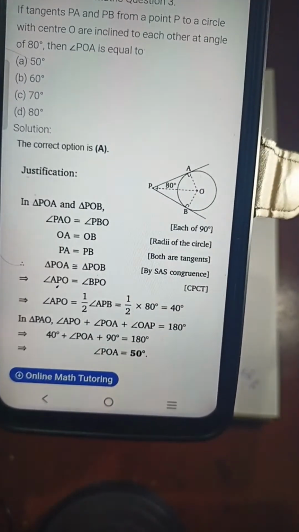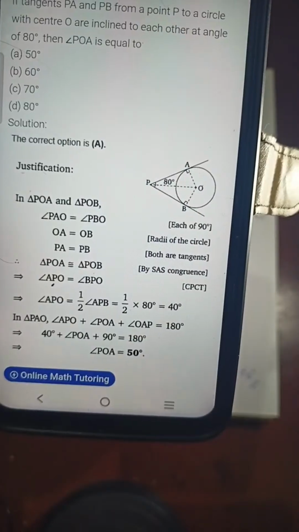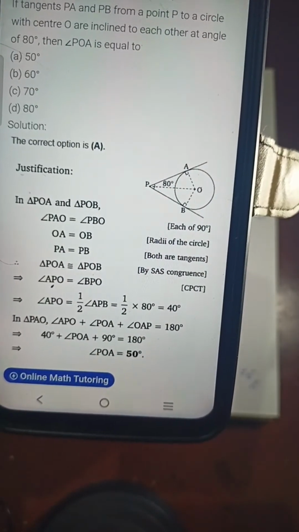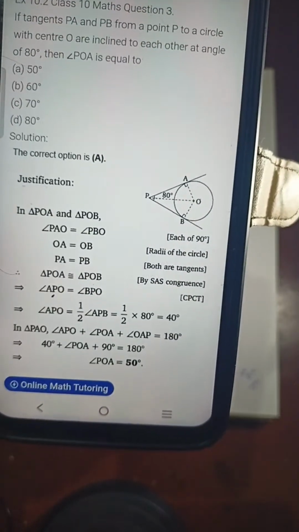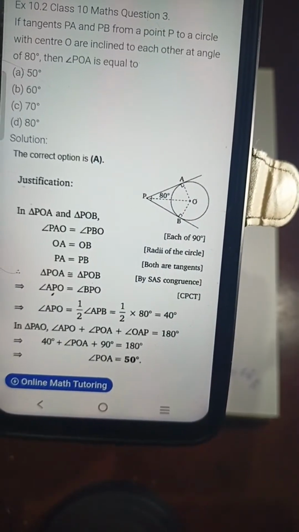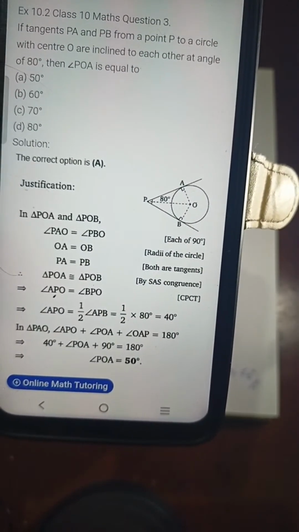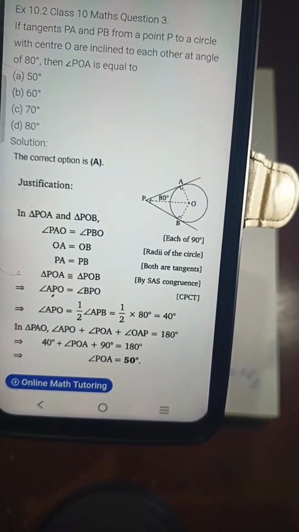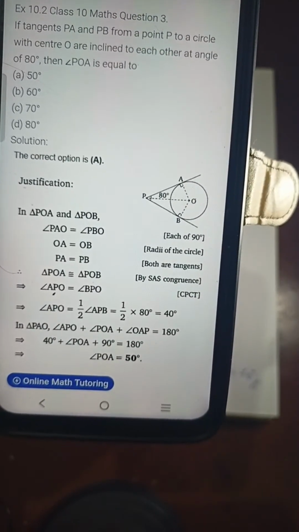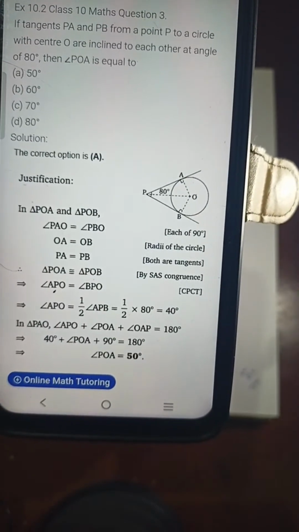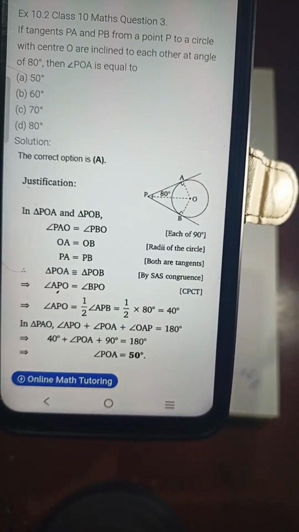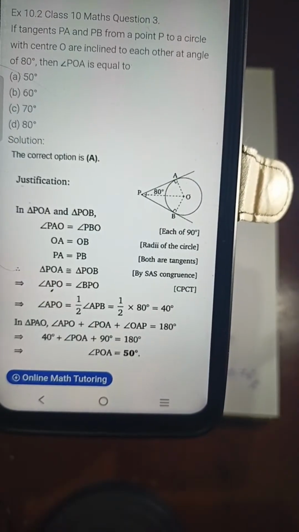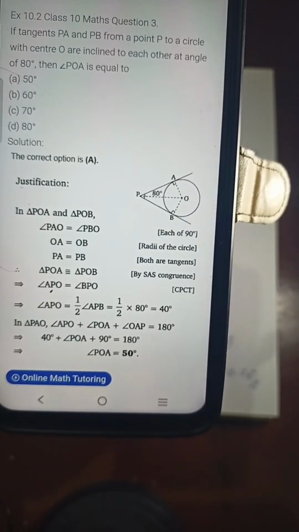So how are you going to find out the POA value? Angle APO plus angle POA plus OAP, which makes a triangle. Here we are making a triangle. PAO plus AOP plus POA is equal to 180 degrees. We know already APO value is 40 degrees. POA value we have to find out. OAP value is 90 degrees. So POA equals 90 plus 40 is 130. Take 130 to the right hand side, 180 minus 130 is 50 degrees.